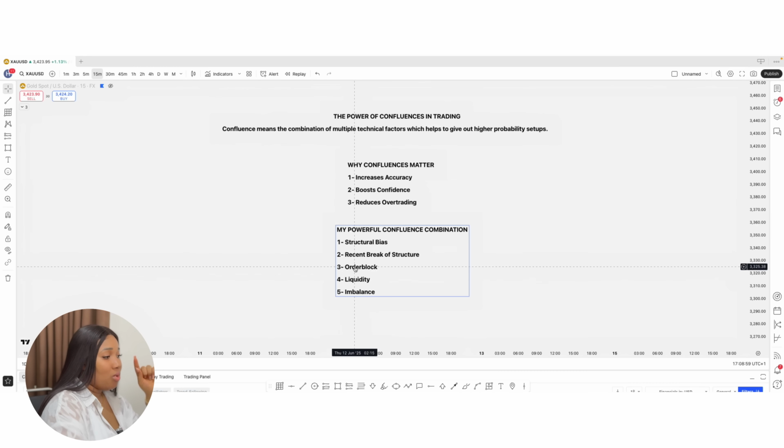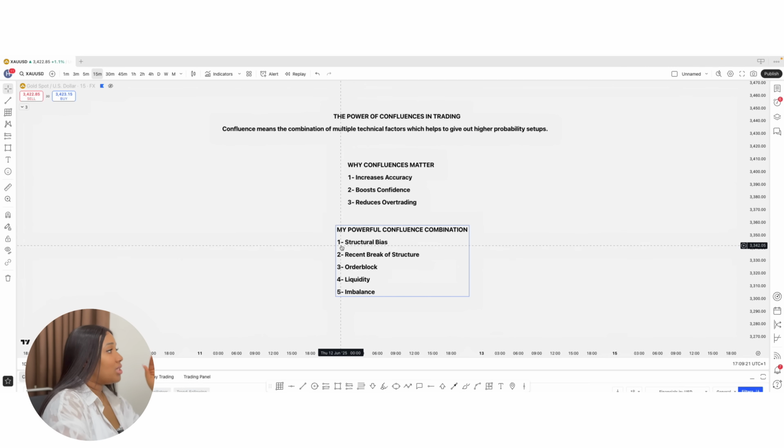Then, once I map out my order block, I also need to get other technical factors that will make my order block valid. And they are what? Liquidity and imbalance. So the order block I am trying to take trades from must create an imbalance. And then for price to tap into my order block, it must clear liquidity.